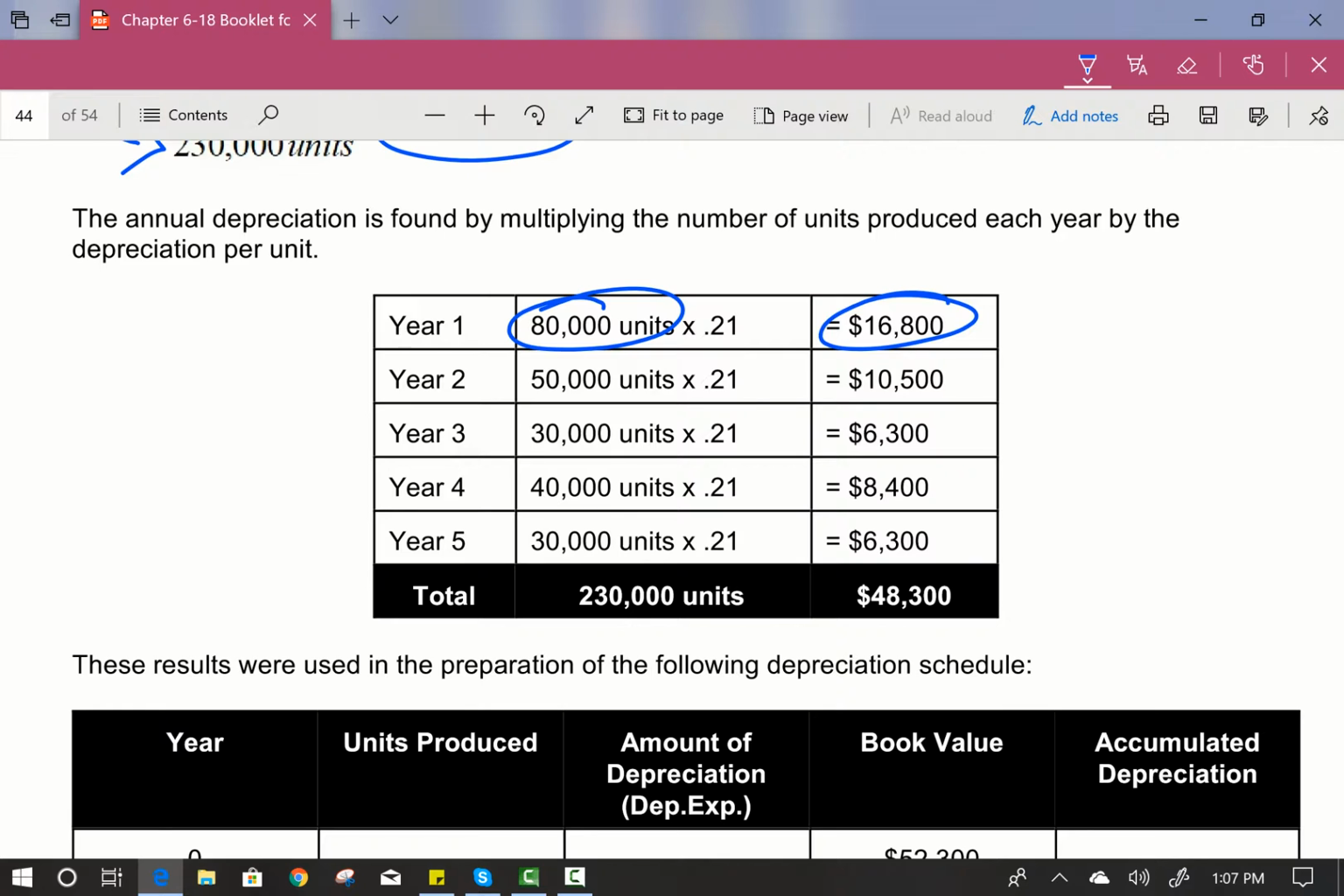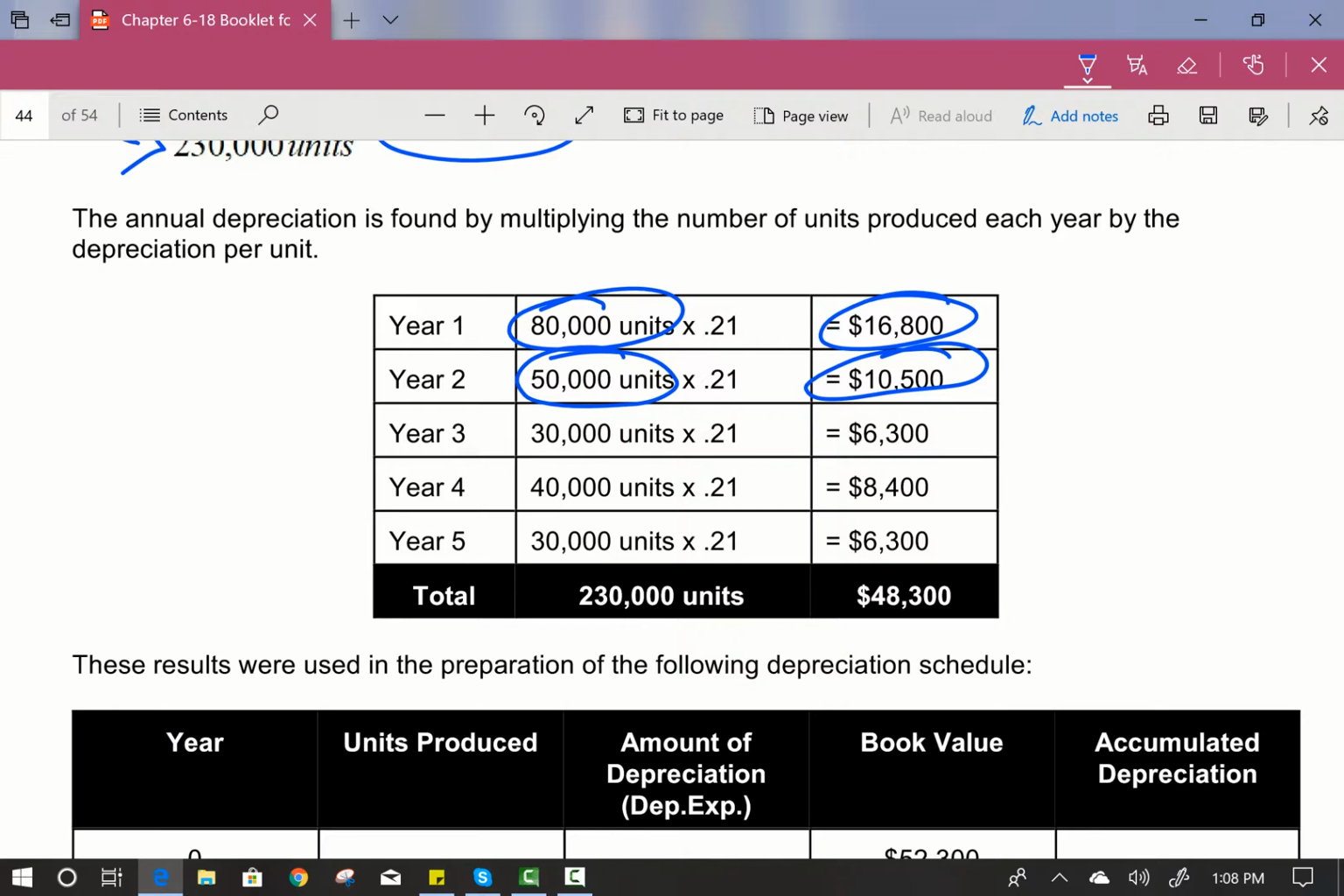The second year, we decreased the number of units, which is typical because you probably have more downtime on your machine, or you may not use that machine as much because you may have purchased other machines. But this year, we produced 50,000 units. And again, that's a given number times 21 cents a unit gives us depreciation expense for year two of $10,500.